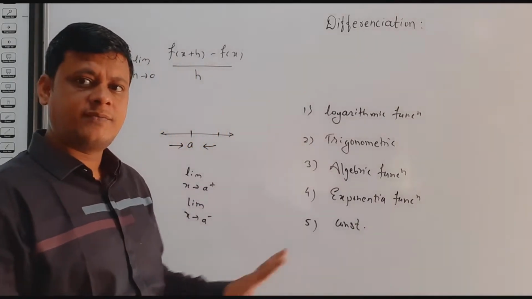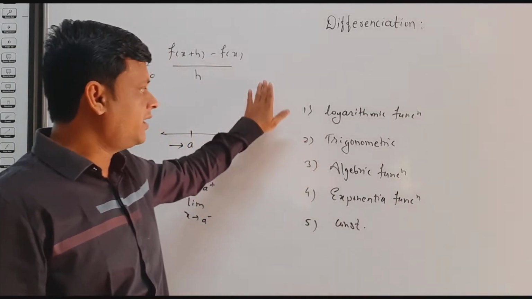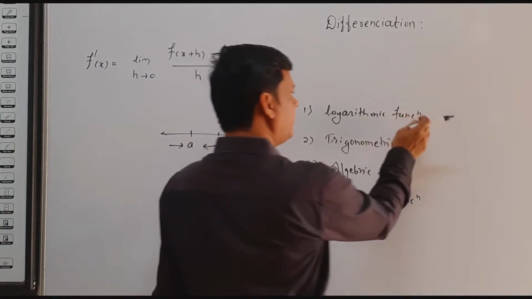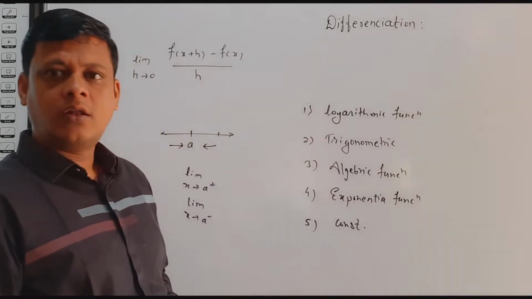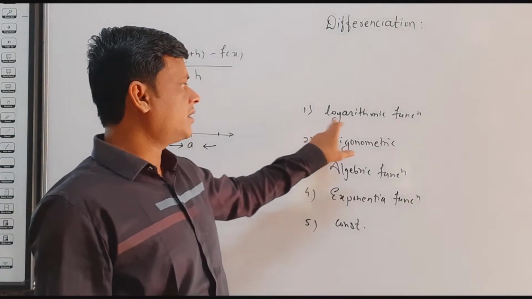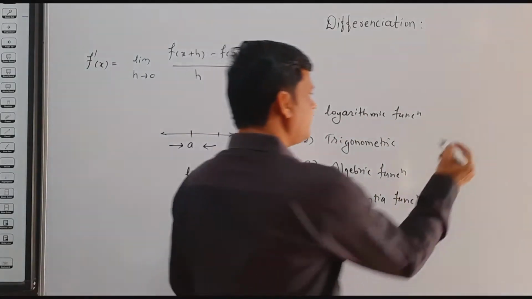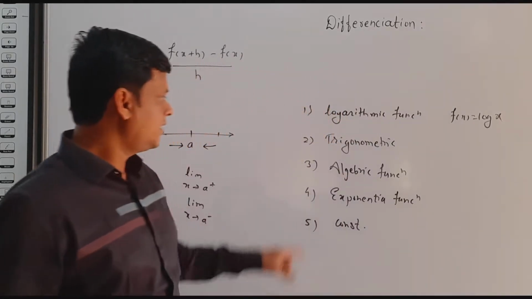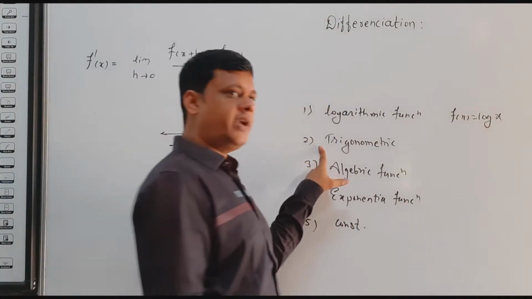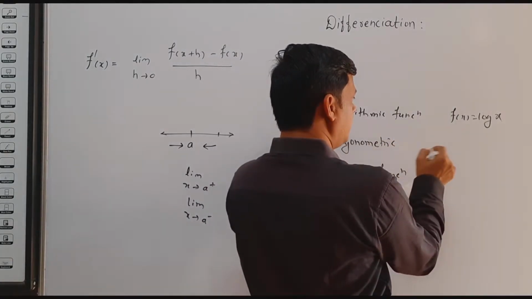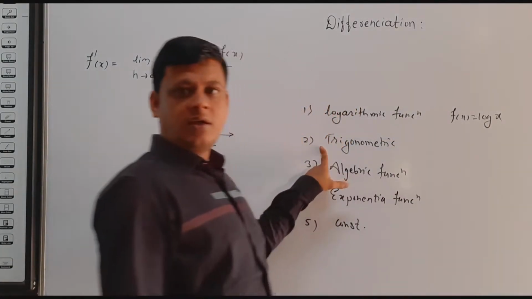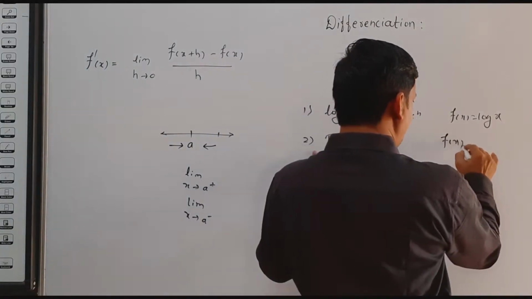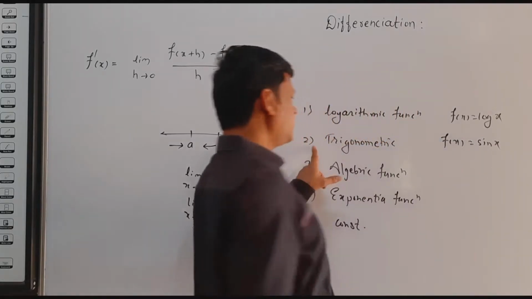Again, there will be some functions, even function, odd function, that we discuss later in the integration chapter. So when a function includes a logarithmic value, then that function is a logarithmic function. For example, f of x is equal to log x. Then if trigonometric ratios are included in the function, for example f of x is equal to sin x, then that is a trigonometric function.